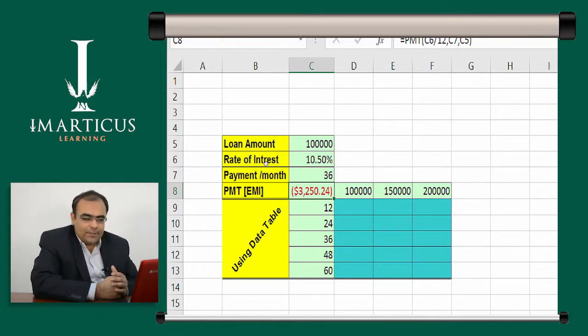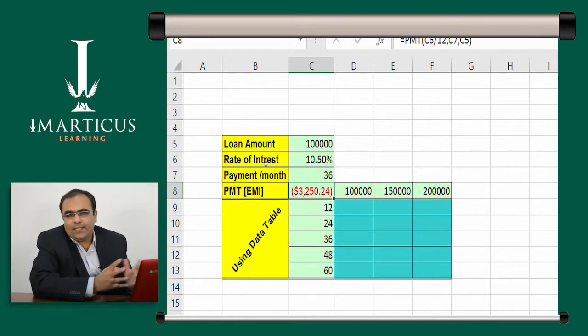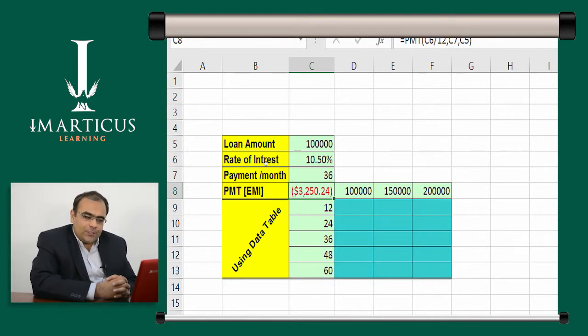The answer comes up in the dollar format, which is fine. I can always change the currency. Number formatting can always be done. But the important point that needs to be noticed here is that the answer comes up in red. Also, there is a parenthesis around the answer, which means that it is an outflow of cash. It's going from my pocket. So it's a negative value for me, hence it has come in brackets as well as the red font.